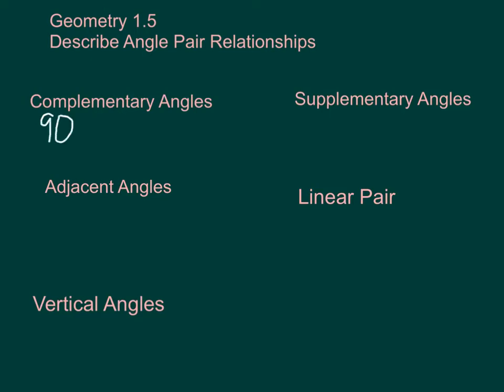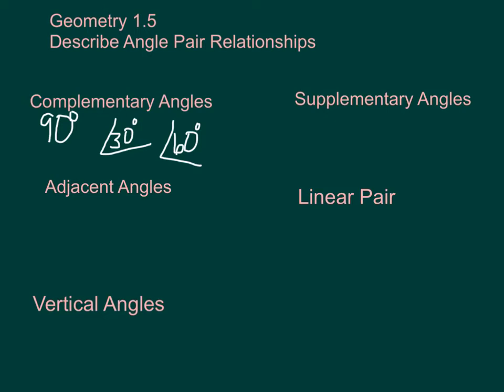of 90 degrees. So an example of that would be an angle of 30 degrees and another angle of 60 degrees. Because 30 plus 60 is 90, we could call those two angles complementary.